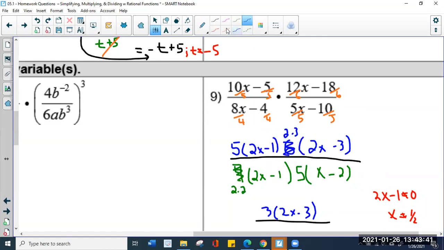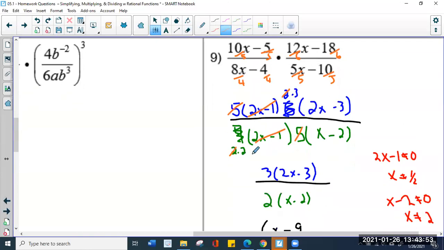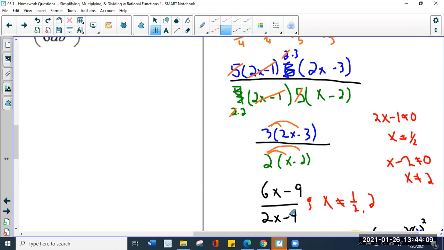And then let's start canceling, right? So the 2's will cancel, the 5's will cancel, the 2x minus 1 will cancel, and then I have a 3 and a 2x minus 3, and then I have a 2 and an x minus 2. So it's just like the other problems, but it involves integers and GCFs, okay? So once I do that, of course, they're going to distribute this thing in here, the SOL or the SAT will. So we end up getting 6x minus 9 and 2x minus 4, and then we state our domain restrictions from up here. This will give us our domain restrictions.